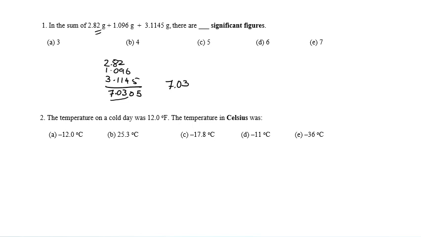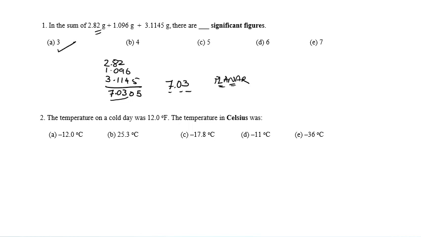1, 2, 3. There is a decimal present, so we have to count from left to right, from the first non-zero digit. So 1, 2, 3. So we have to have 3.